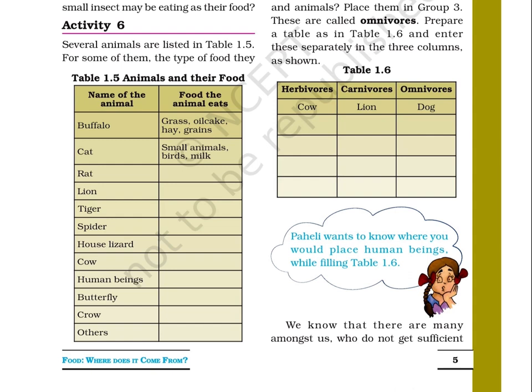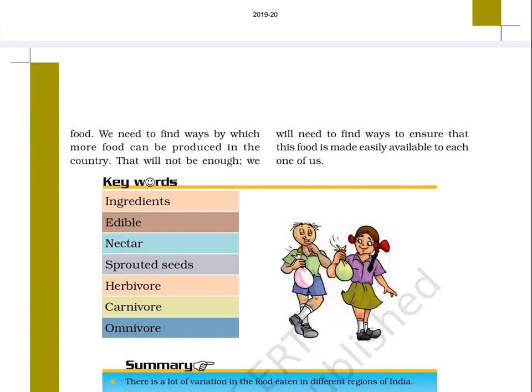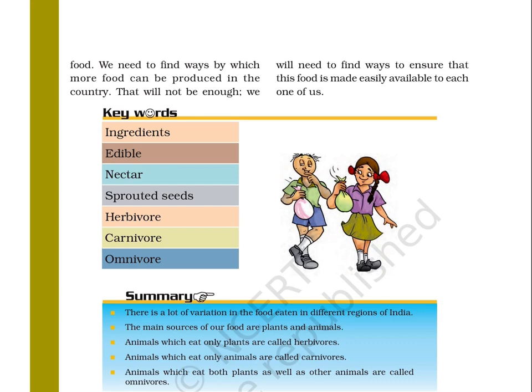Here is a picture of Paheli. She wants to know where you would place human beings while filling Table 1.6. We know that there are many amongst us who do not get sufficient food. We need to find ways by which more food can be produced in the country. That will not be enough. We will need to find ways to ensure that this food is made easily available to each one of us.